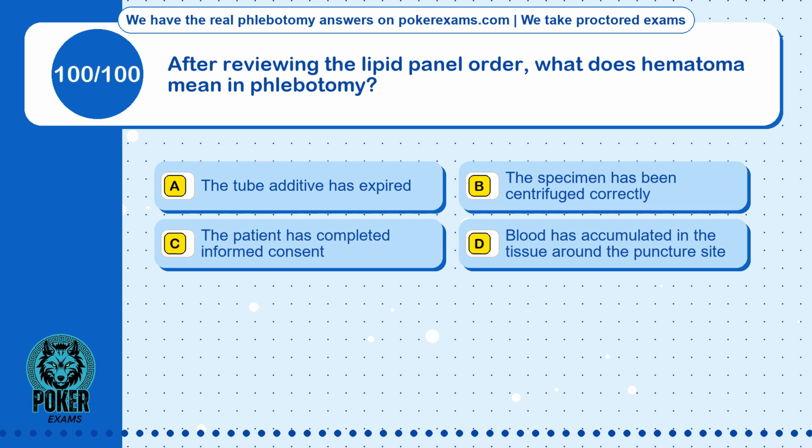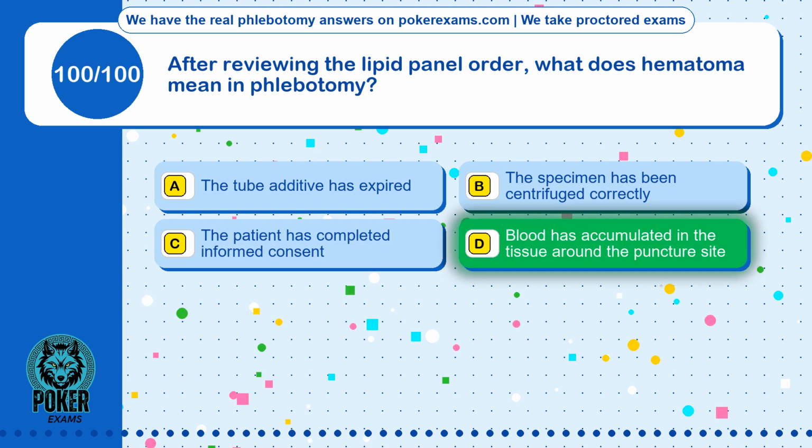Question 100. After reviewing the lipid panel order, what does hematoma mean in phlebotomy? Option A. The tube additive has expired. Option B. The specimen has been centrifuged correctly. Option C. The patient has completed informed consent. Option D. Blood has accumulated in the tissue around the puncture site.